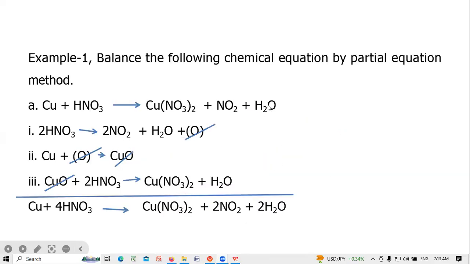Some examples of balancing by the partial equation method. For example, copper reacts with nitric acid to give copper nitrate plus nitrogen dioxide plus water. First of all, you break down the nitric acid. It is concentrated nitric acid, so it gives nitrogen dioxide, water, and nascent oxygen, and copper reacts with the nascent oxygen to produce copper oxide. And copper oxide again reacts with nitric acid to give copper nitrate and water. In these partial equations, the nascent oxygen on the left-hand side and right-hand side cancels. Similarly, the copper oxide on the left-hand side and right side cancels. And at last, you add copper and 4 nitric acid, giving copper nitrate plus nitrogen dioxide plus water.